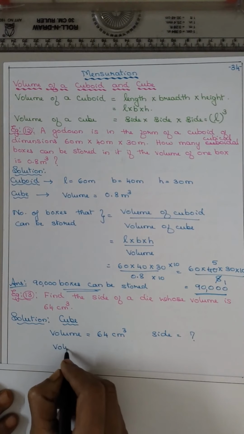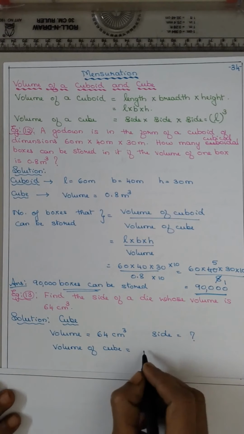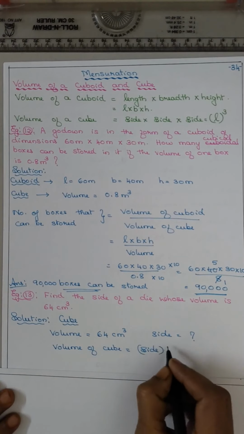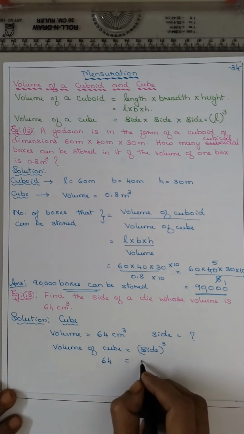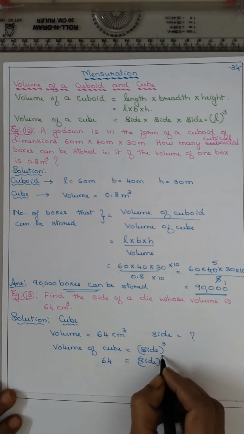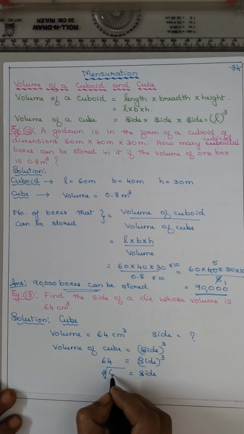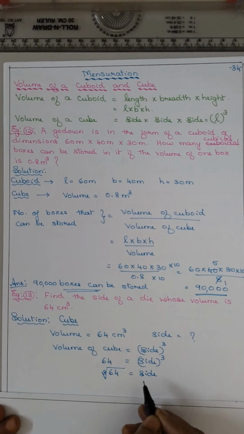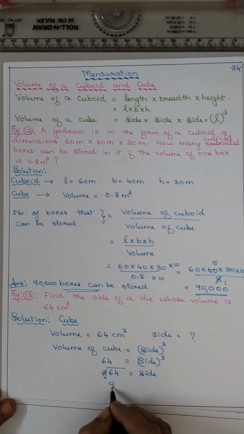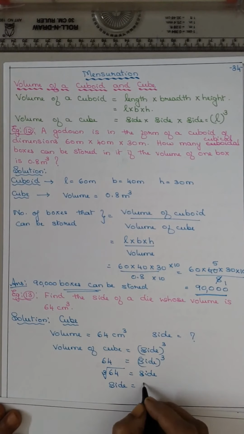So write the formula. Volume of a cube is equal to side cube. Put the value. 64 is the volume, side cube. So side is equal to cube root of 64. Isn't it? Side cube is 64. So side is equal to cube root of 64. किसका है cube root? The cube root of 64 is 4.